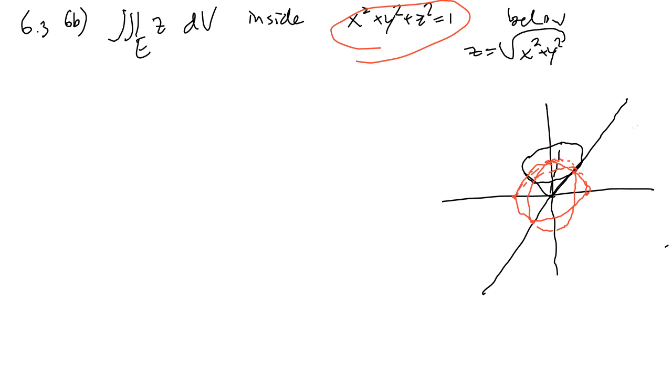I've got this cone going up and a sphere around the origin, and I'm looking at everything inside the sphere, but it must be outside of the cone. Okay, any questions or remarks about my sketch? Sorry, this is y, this is x, and this is z.